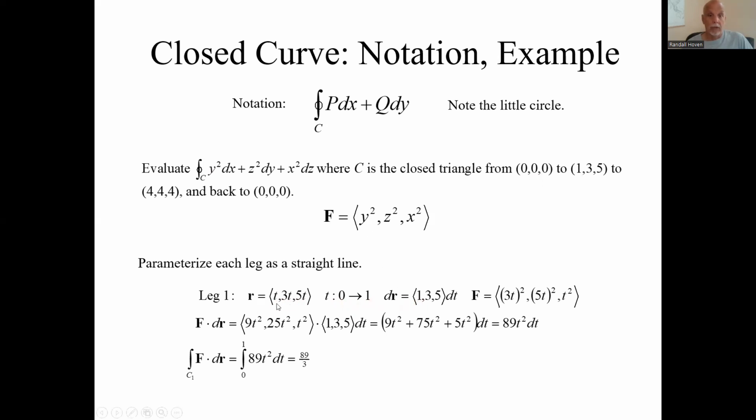In F, wherever there's an x, I put in t. Wherever there's a y, I put in 3t. Wherever there's a z, I put in 5t. F dot dr is that, which simplifies to that. It simplifies to just 89t squared. And t goes from 0 to 1. See how we parameterized that leg? That was easy because it went through the origin.